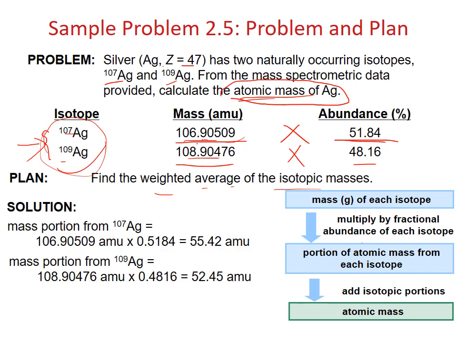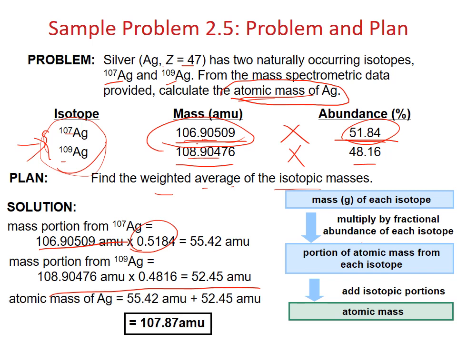So here is the solution. For 107, you use this mass times abundance, and then for 109 you do the same, and then add together. That gives you the weighted average of the isotope masses, and this is called the atomic mass of silver.